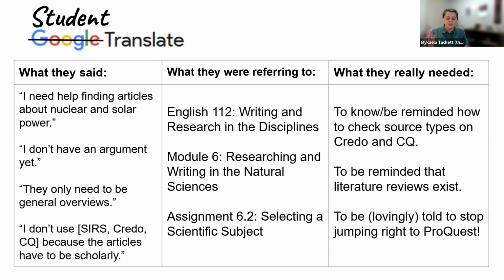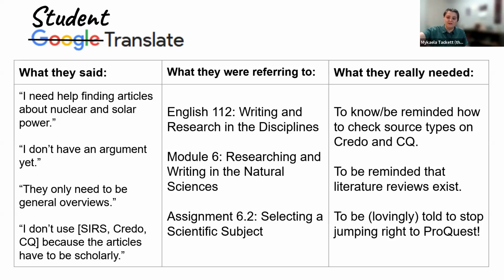And she actually already did have an argument based on her own background knowledge. Her argument was that solar power is more effective than nuclear power. She wanted general articles to back that up, but she didn't really understand that when you get into the scholarly article version of that, unless you're doing a literature review, there's not really overviews if you're looking for specific articles, because she forgot that literature reviews existed.